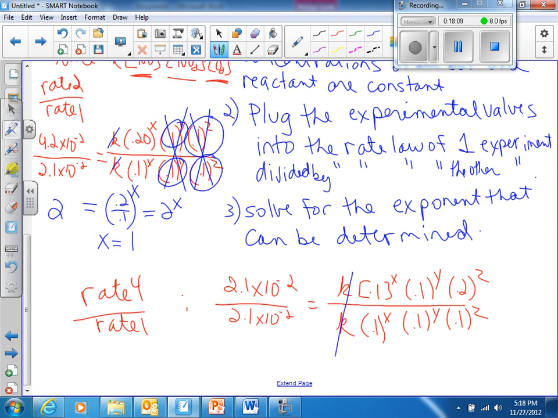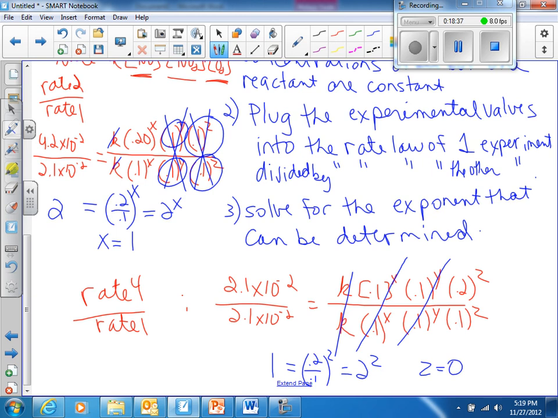Okay, k's cancel. 0.1 to the x and 0.1 to the x cancel. 0.1 to the y, 0.1 to the y cancels. So I get 1 equals 0.2 over 0.1 to the z, which is 2 to the z. And I say 2 raised to what power equals 1? All right, hopefully you remember this. Z must equal 0. Anything raised to the 0 power is 1.